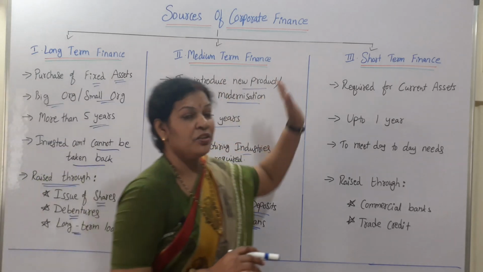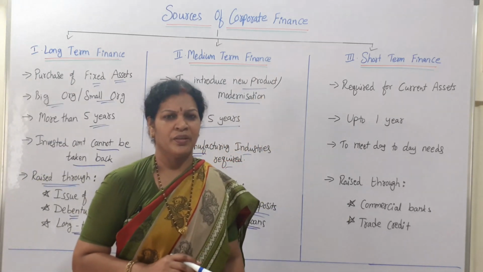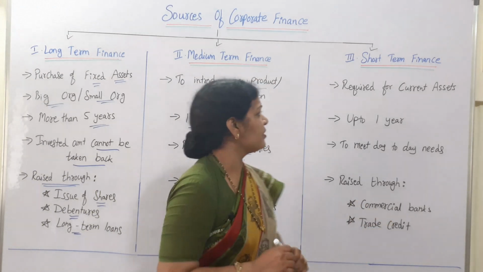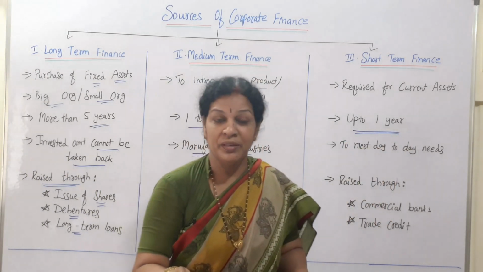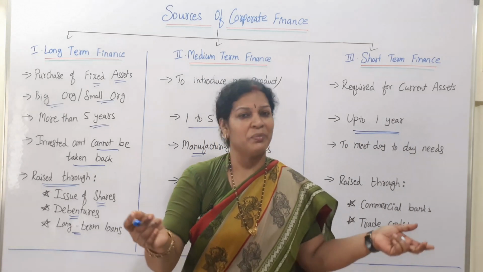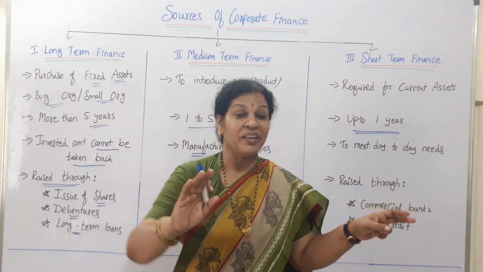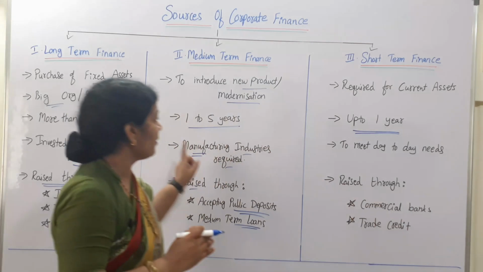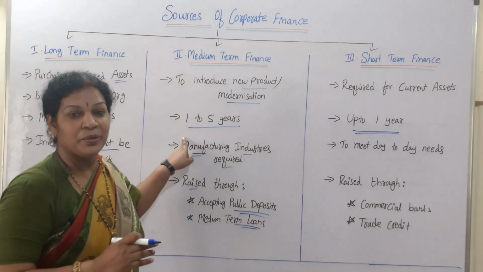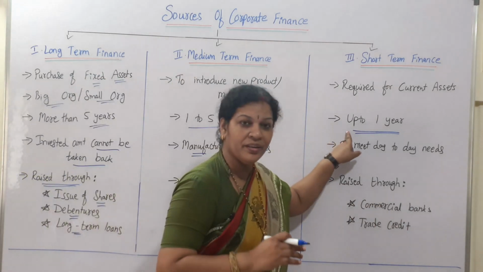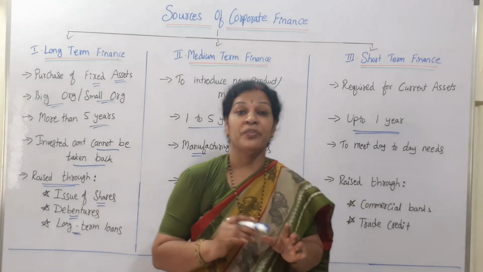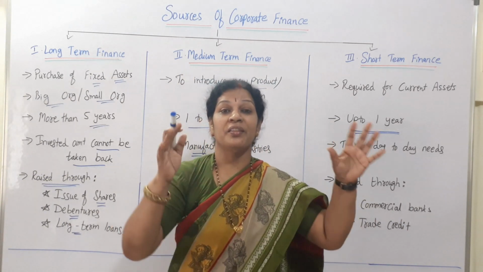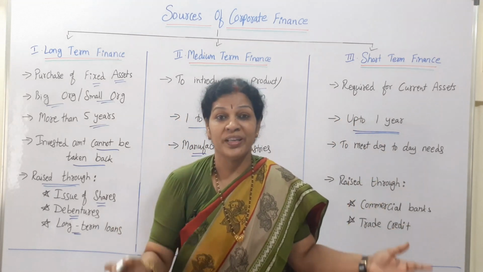And the third one is short term finance. Short term finance is up to 1 year only. Maybe 1 month, 2 months, 5 months, 9 months, 11 months, but up to 1 year. If it crosses 1 year, then it will be medium term finance. Below 1 year, whenever we want finance, we can say it is short term finance. In other words, we can also say it is working capital.